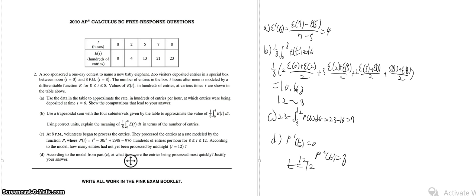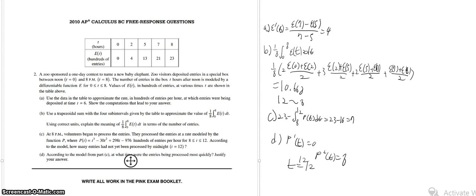B. Use a trapezoidal sum with the 4 subintervals given by the table to approximate the value of 1/8 times the integral from 0 to 8 of E(t) dt. Using correct units, explain the meaning of 1/8 times the integral from 0 to 8 of E(t) dt in terms of number of entries. Over here I used 1/8 times the integral from 0 to 8 of E(t) dt.